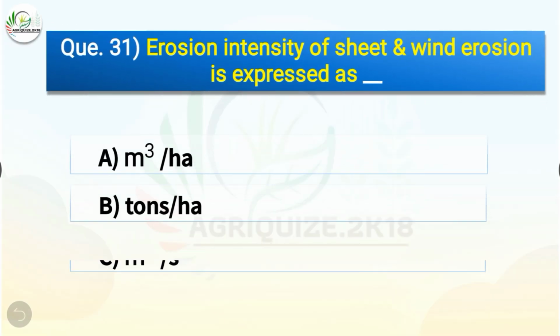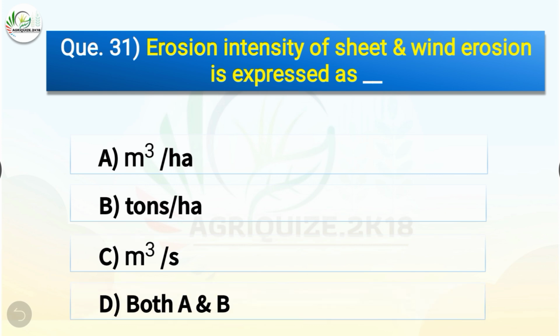Erosion intensity of sheet and wind erosion is expressed as dash. The options are meter cube per hectare, tons per hectare, meter cube per second, or both A and B. The correct answer is option D, both A and B. So erosion intensity of sheet and wind erosion is expressed as meter cube per hectare and tons per hectare.